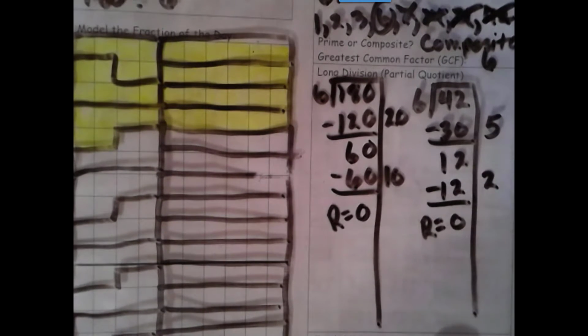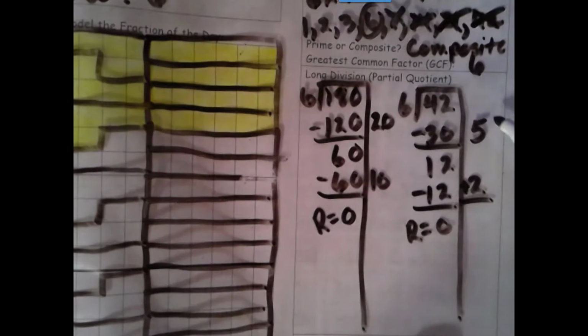Now you may have already known that 7 times 6 is 42, but if that is a multiplication fact that's hard for you, use the ones that you can do, which most of you can do, your 5s and your 2s. Then we add them together. 5 plus 2 is 7. Oops, I forgot to add these. 20 plus 10 is 30.